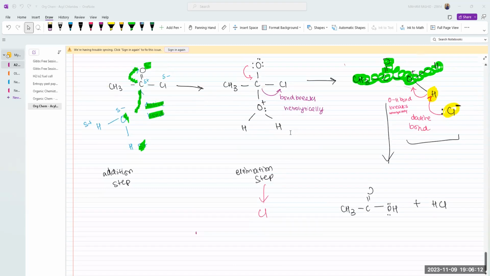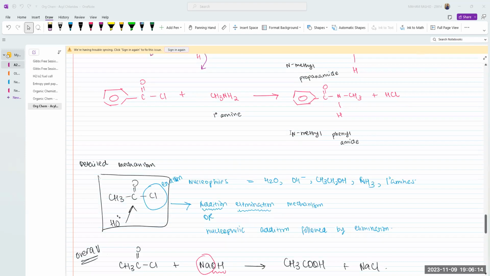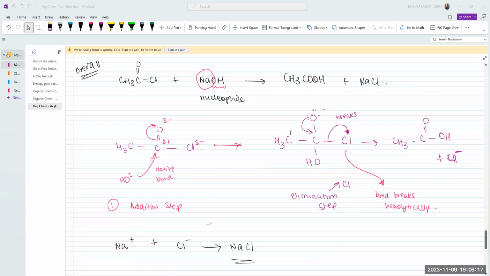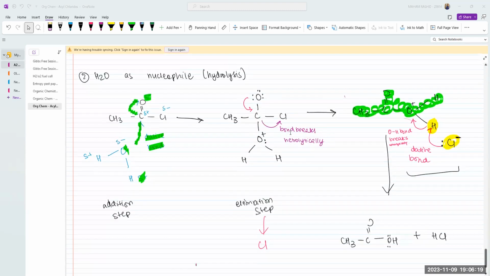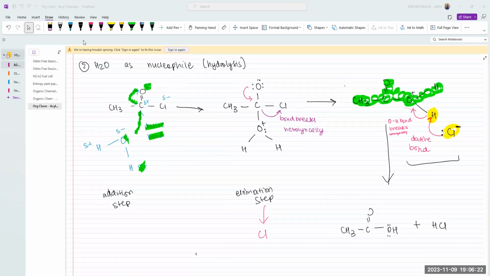Let's start. What were we doing the last time? We were doing the mechanism for addition elimination reactions, right? Yes. And we were on hydrolysis where we react a molecule of water with your acyl chloride, and this is how it takes place. First, the addition of the water molecule takes place. Electrons from oxygen come here. This bond breaks heterolytically, and once this is joined, these electrons come back again.